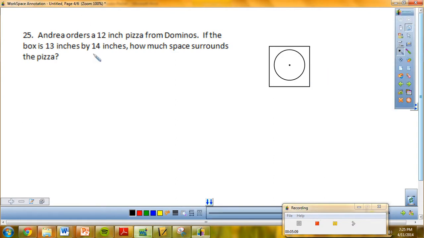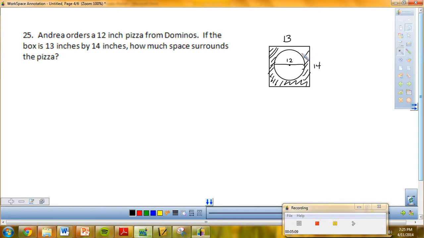So if Andrea is ordering a 12-inch pizza, we know that 12-inch pizza describes the diameter of the pizza, so how far across the pizza goes. The box is 13 inches by 14 inches. We want to know the space that surrounds the pizza. So how much of the box is around the pizza? So this shaded in area.